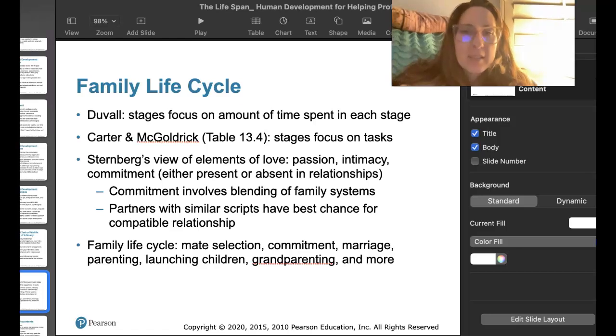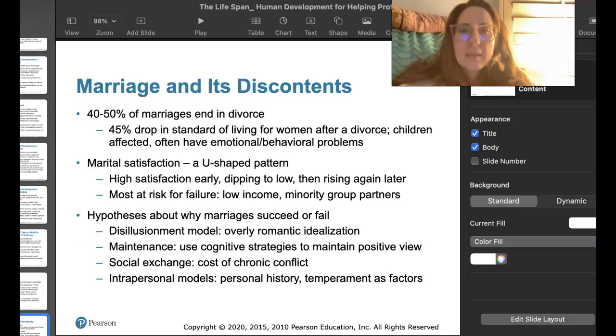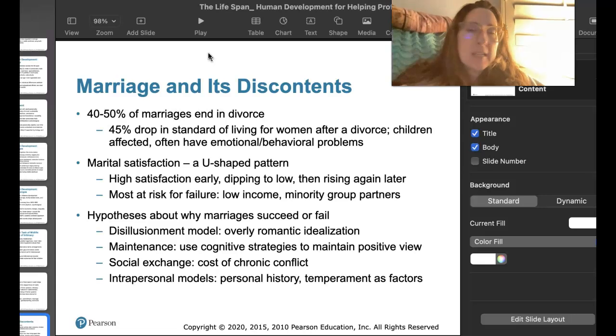So the family life cycle: you've got the mate selection, so you pick your partner, you've got the commitment, marriage, parenting, launching children, grandparenting, and so forth. And then you get the generations and the legacy potentially. Marriage and its discontents: 40 to 50% of marriages end in divorce, which is very sad. There's a 45% drop in standard of living for women after a divorce. Wow, that's pretty significant. Children affected often have emotional and behavioral problems.